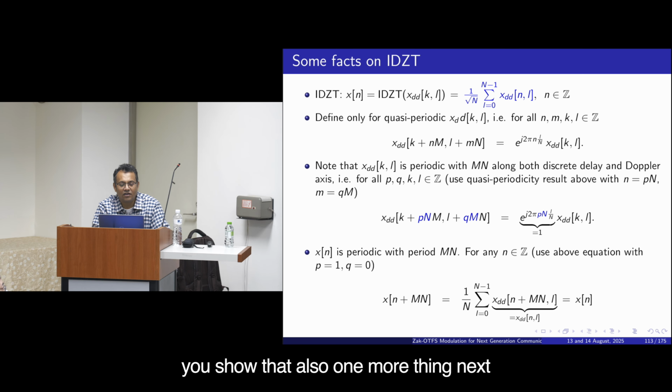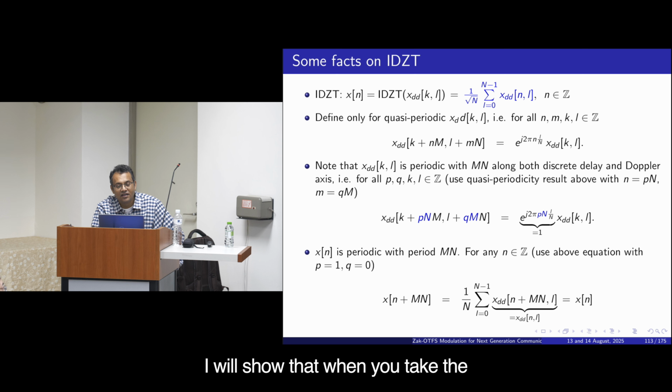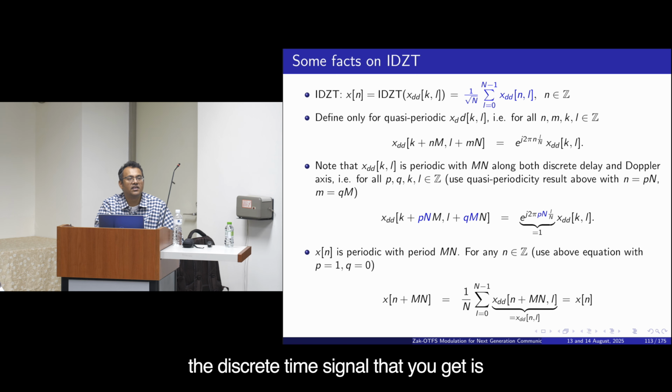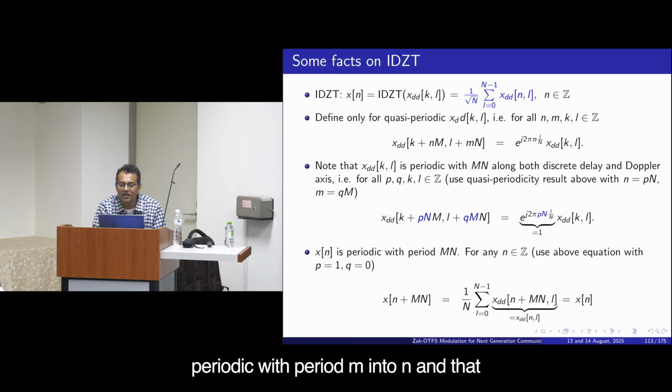Can you show that also one more thing. Next I will show that when you take the inverse discrete Zak transform of x dd, the discrete time signal that you get is periodic with period m into n.